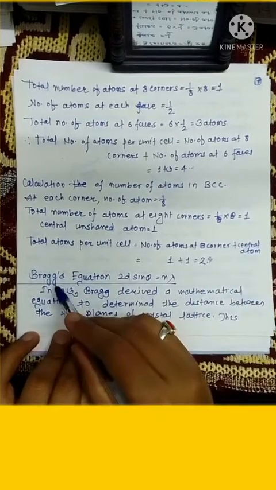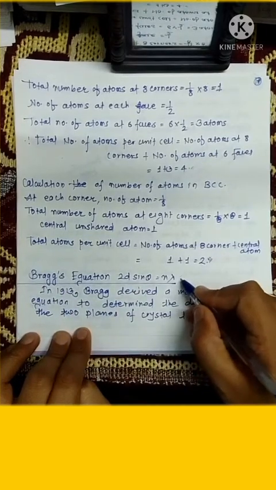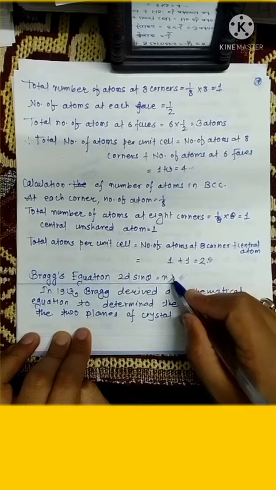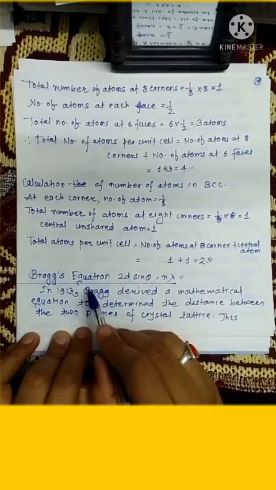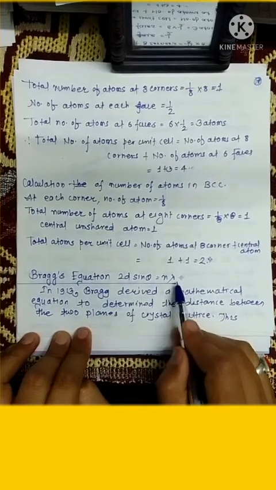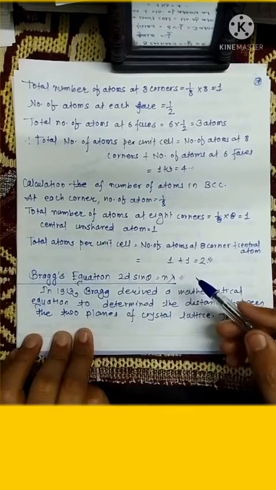Now we are going to see the Bragg equation. It is a very important equation. There is a sure short question on Bragg's equation in the exam. So the Bragg equation is 2d sin theta is equal to n lambda. How is this equation derived? Now we are going to see it.